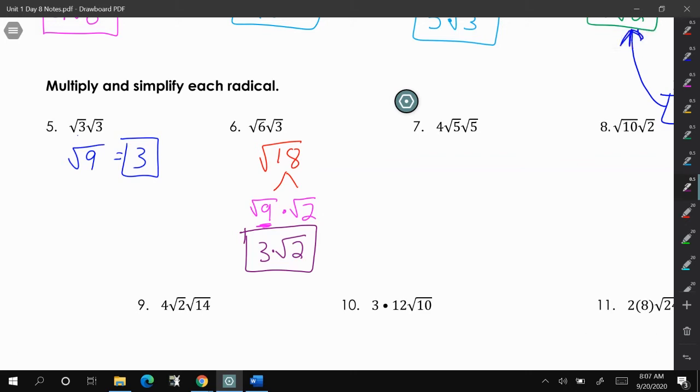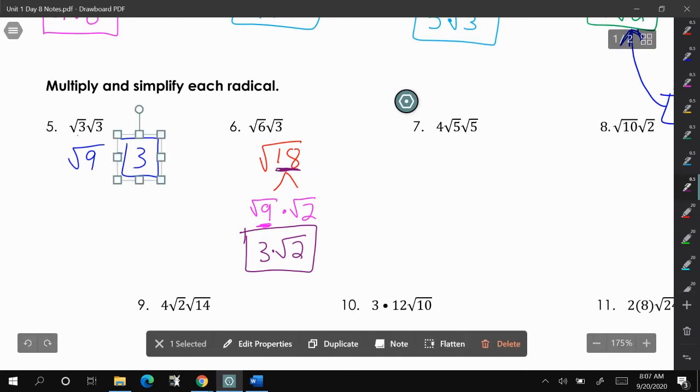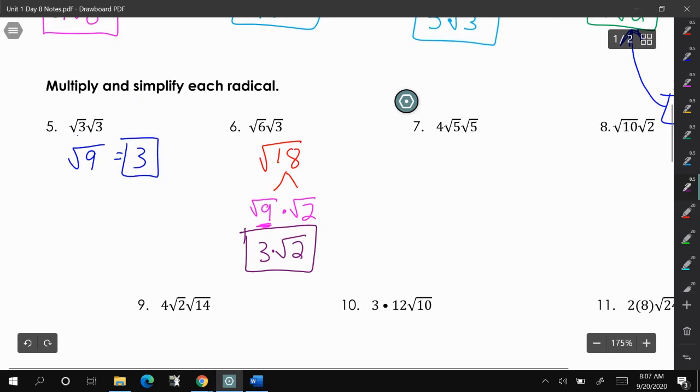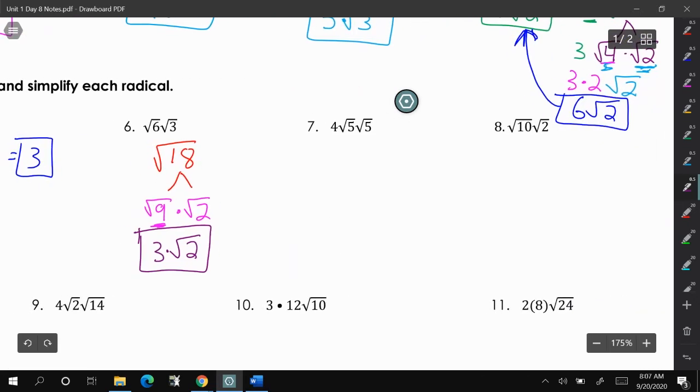So you really need to know your perfect squares and to recognize what you can divide your number up here by to get a perfect square. Here, 4 times the square root of 5 times the square root of 5 is the square root of 25. 4 times the square root of 25 is 5, and we get 20.